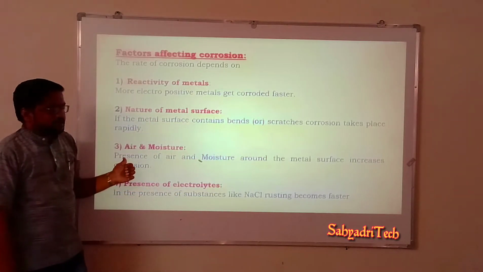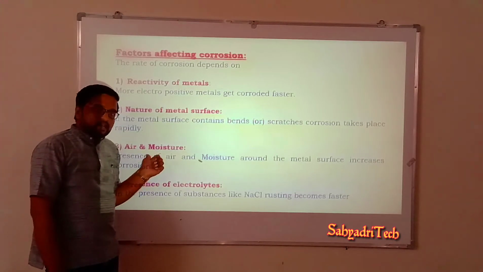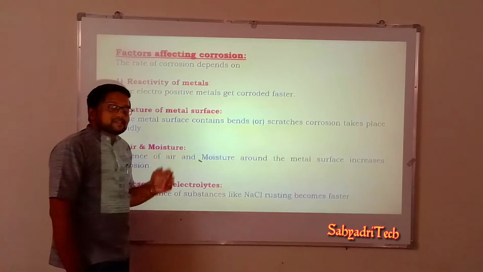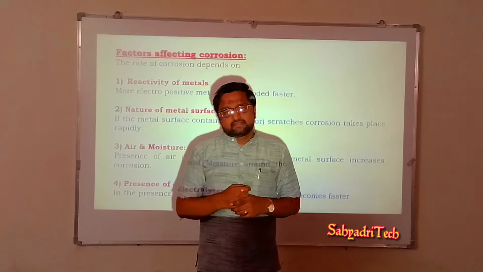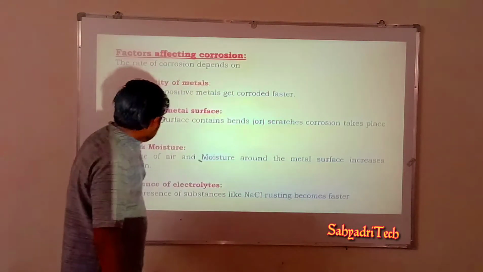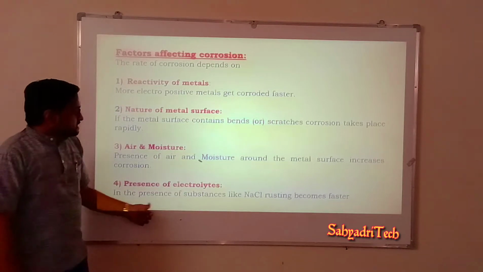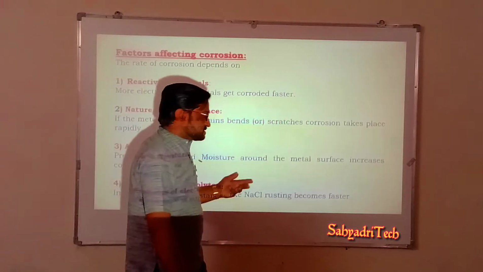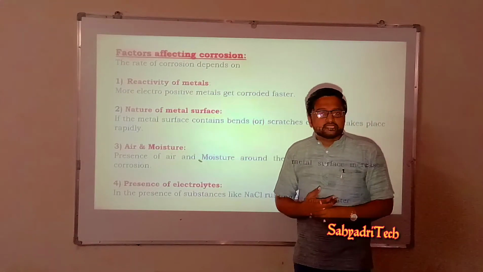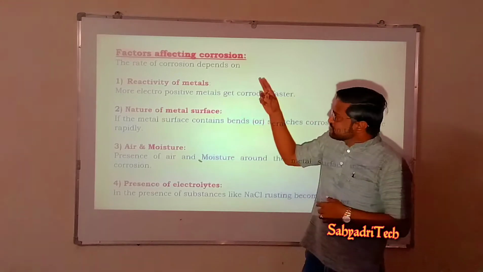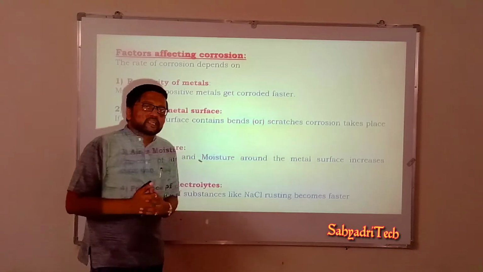So that is the third factor. It means if the metal is present in vacuum or in absence of moisture content, what happens? The rate of corrosion will be very less. Okay, right. Then the fourth factor, presence of electrolytes. In presence of substances like sodium chloride, or generally electrolytes, again what happens? The rate of corrosion increases rapidly. So these are the four factors which influence the extent of corrosion, or I can say the rate of corrosion.